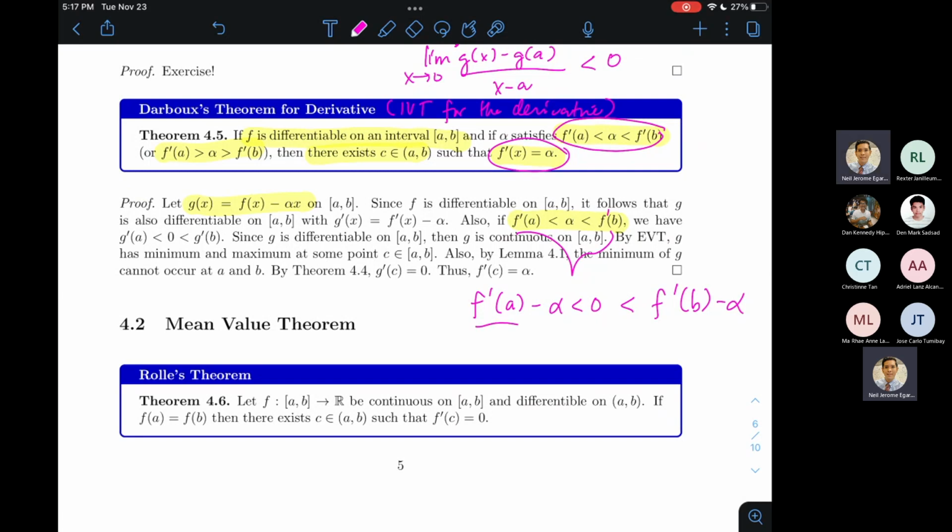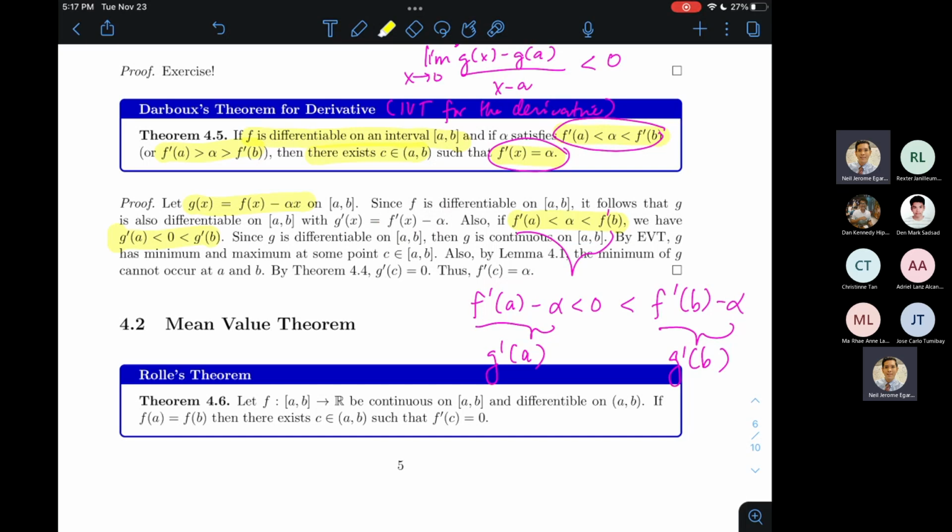Oh yeah, but this guy is exactly G prime of A, and this guy is exactly G prime of B, because again, G prime is f prime of x minus alpha. So this is G prime of A and G prime of B. So we have this inequality, and this should look familiar because, okay, ito yung form na nandun sa lemma 4.1.